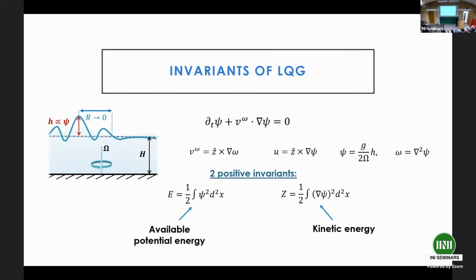So you have the available potential energy. Recall that psi squared, psi is like the height. So this is the potential energy. And then you have the kinetic energy. Recall that grad psi is related to the velocity. These are the 2 invariants.